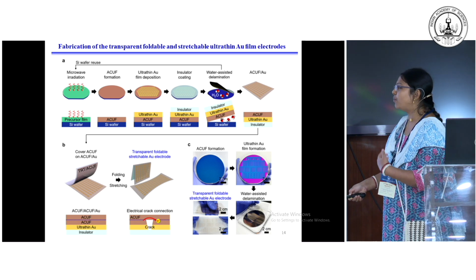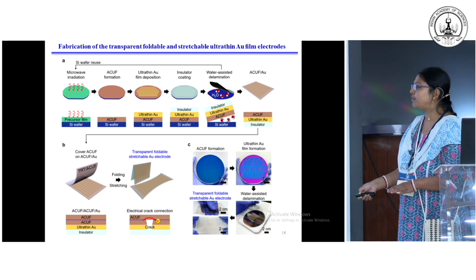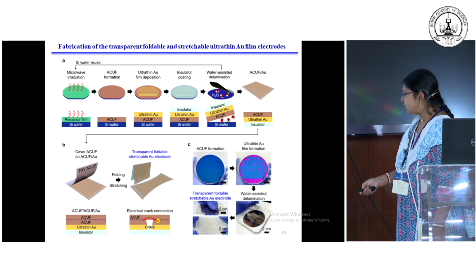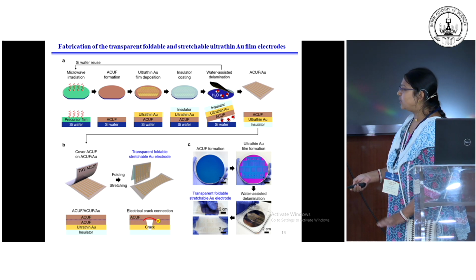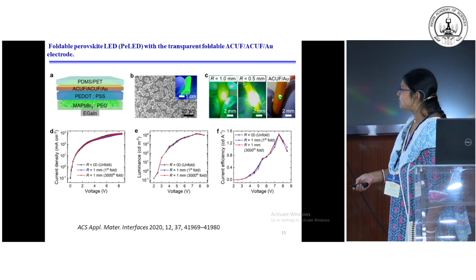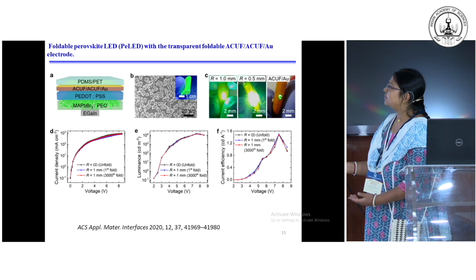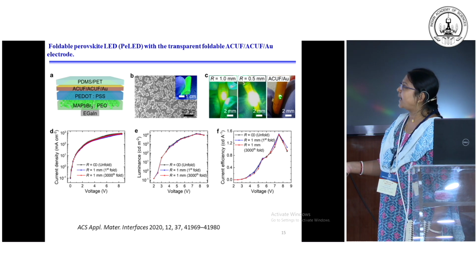So to make it more deformable, we transferred another layer of amorphous carbon thin film over it, and we got a highly deformable gold ultra thin film which is hybrid with the amorphous carbon. And then we used that in fabrication of a foldable perovskite light emitting diode.